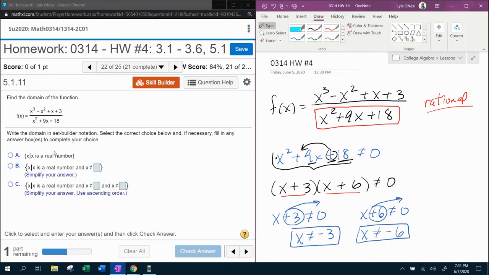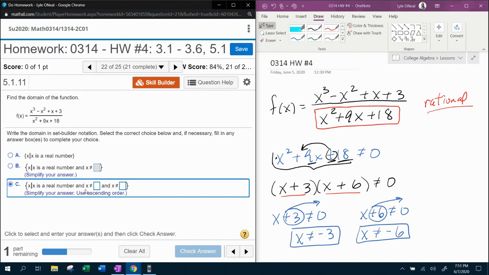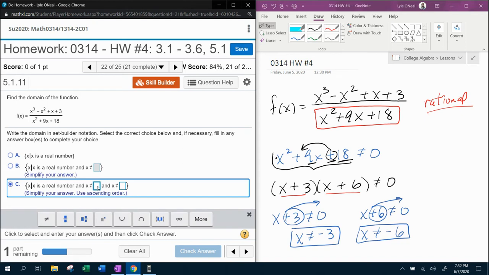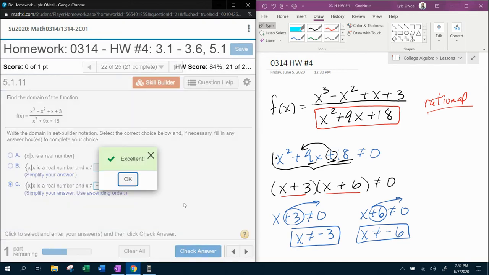And so if we come over here to the answer choices, look at answer A. X is a real number and no restriction. It's definitely not A. X is a real number and x is not equal to. And then x is a real number and x is not equal to. Okay, so there are 2 numbers here. And we do have 2 values that are excluded. So I'm gonna put my money on C. And notice it says use ascending order. So that means from smallest to biggest, negative 6 is smaller than negative 3. So if I use the ascending order, there we get the right answer.